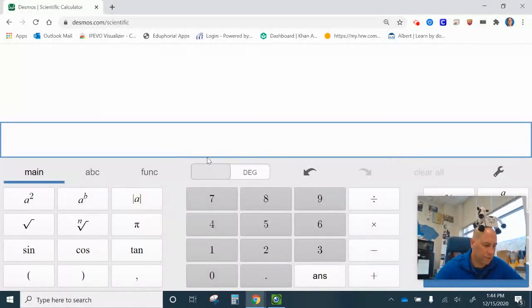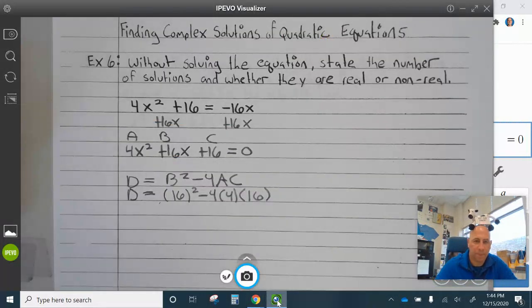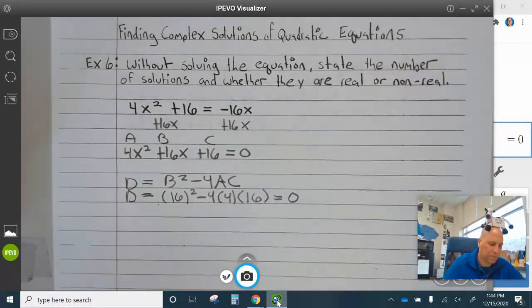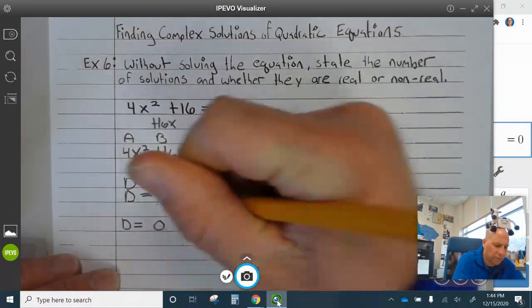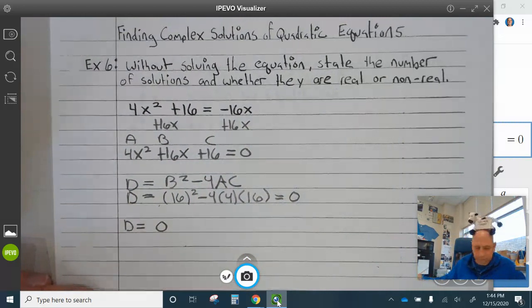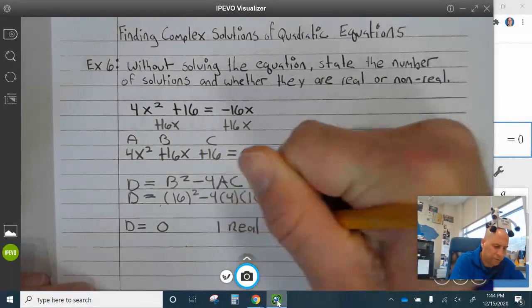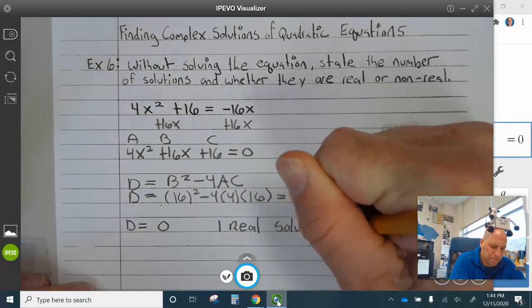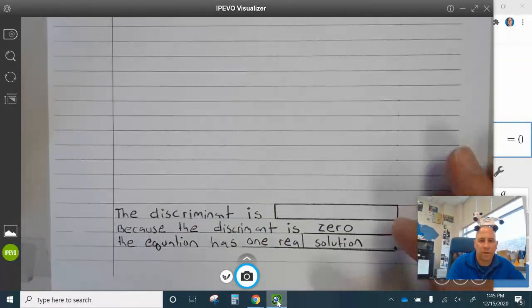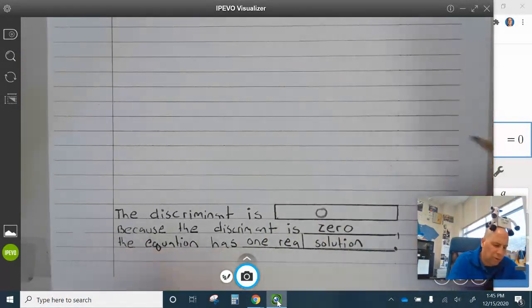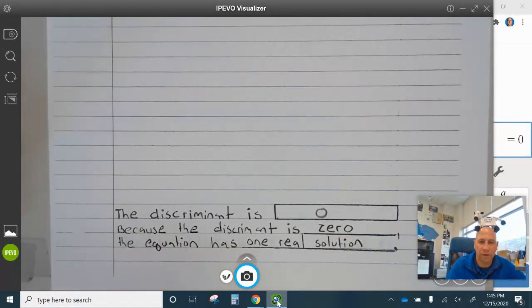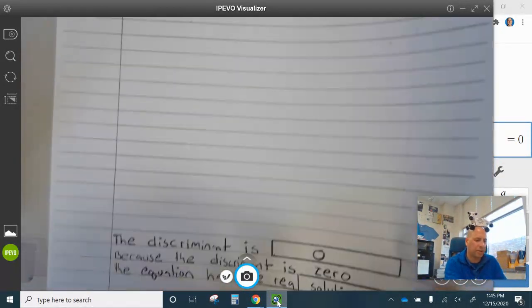So 16 squared minus 4 times 4 times 16 is 0. Okay, since the discriminant is equal to 0, we know from our notes that there's one real solution. So the discriminant is 0. Because the discriminant is 0, the equation has one real solution. Okay, let's take a look at the next example.